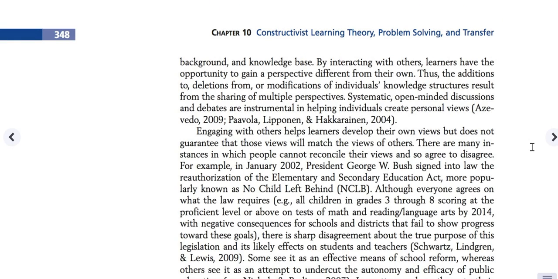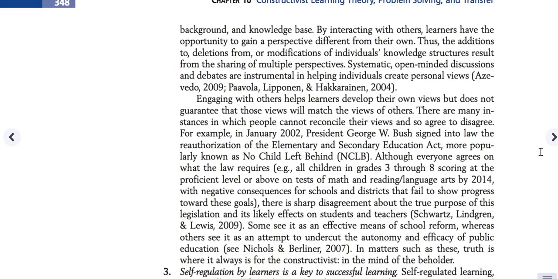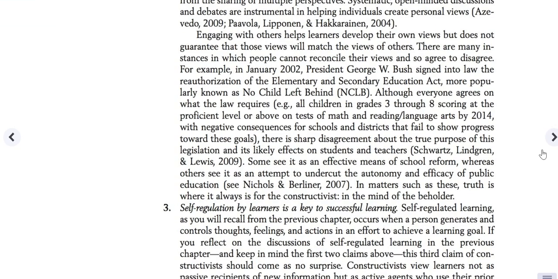By interacting with others, learners have the opportunity to gain a perspective different from their own. Thus, the additions to, depletions from, or modifications of individuals' knowledge structures result from the sharing of multiple perspectives. Systematic, open-minded discussions and debates are instrumental in helping individuals create personal views. Engaging with others helps learners develop their own views, but does not guarantee that those views will match the views of others. There are many instances in which people cannot reconcile their views and so agree to disagree.